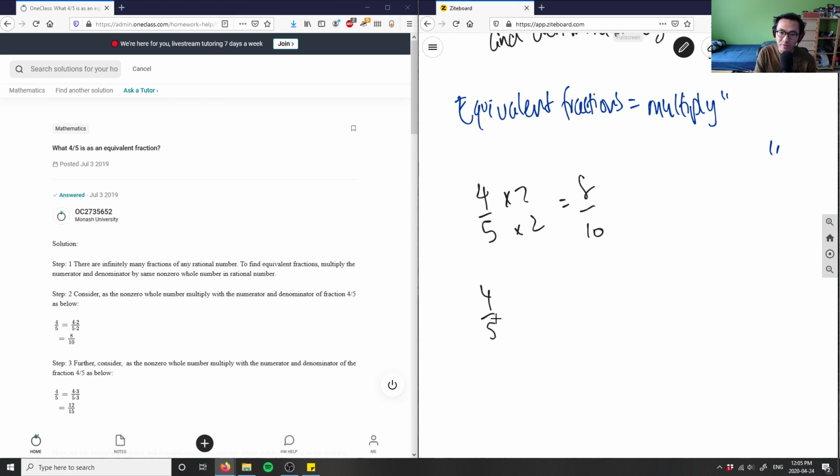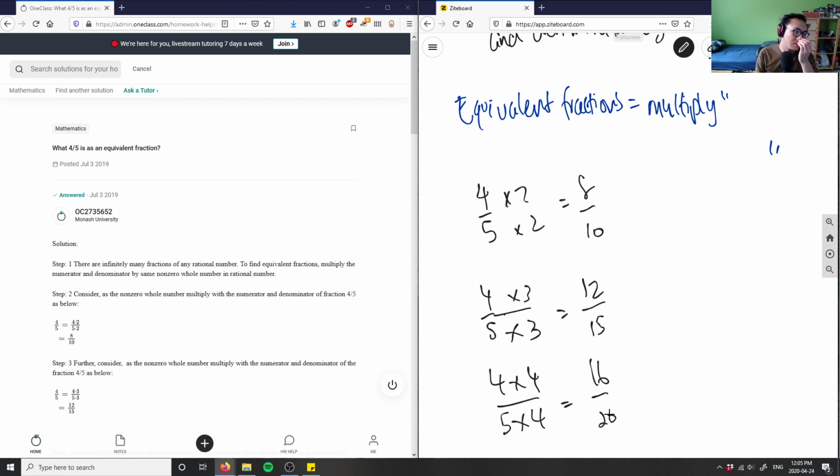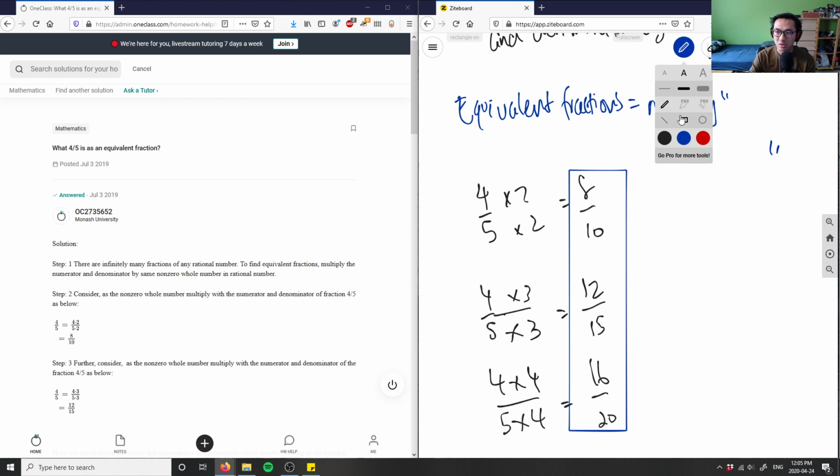I can take 4/5, multiply it by 3, and I would get 12/15. I can multiply it by 4 and get another equivalent fraction. These are all equivalent fractions here, right? Which means there are actually an infinite amount of equivalent fractions, right?